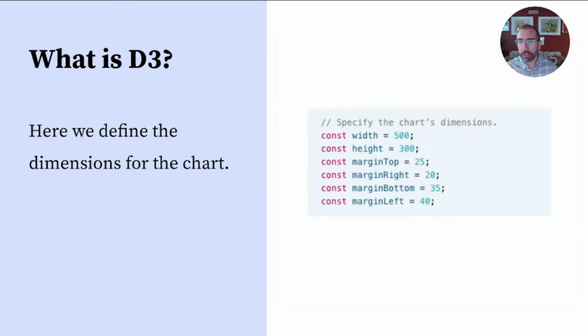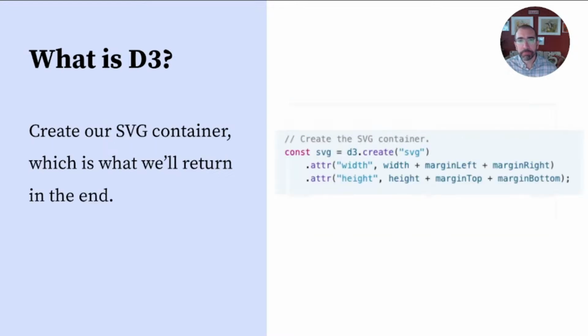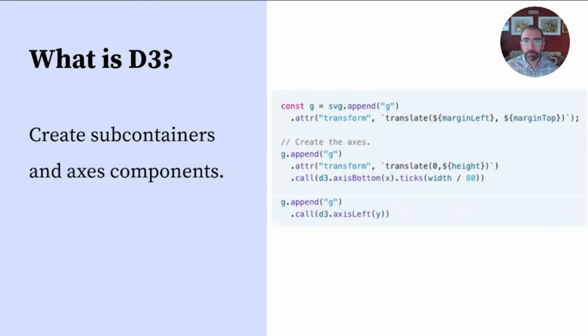So the first part of the code here is where we define the chart's dimensions. We define the width, the height, margins, which we'll get into more tomorrow. Then we start defining scales. So a scale for the x-axis, a scale for the y-axis. So how we convert our data into pixels so we can make that embedding of our data in the visualization. Then we can create a container, the medium in which we're actually going to view the visualization, which is an SVG container.